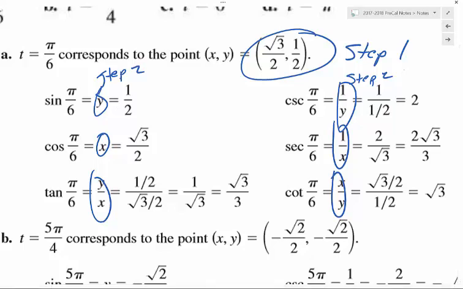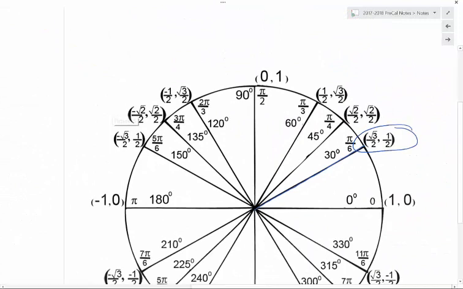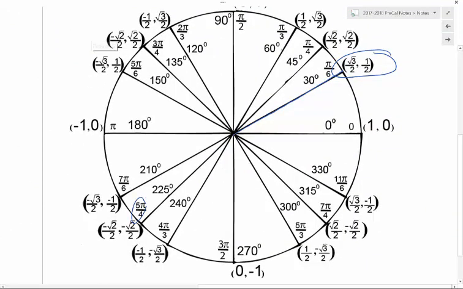Okay, let's look at 5 pi over 4. Well, 5 pi over 4, if I go over here to my unit circle, 5 pi over 4 corresponds with negative square root of 2 over 2 and negative square root of 2 over 2.